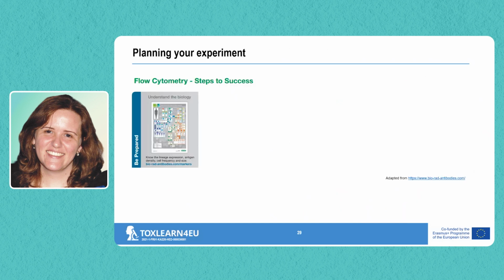So I found this really nice scheme about what are the steps to success. I just changed a little bit the order. I think that it could be better. So you need to get prepared. You need to understand your assay, to understand what is your biomarker, what do you want to analyze, and then you need to know your equipment. So you can see that this is really important.